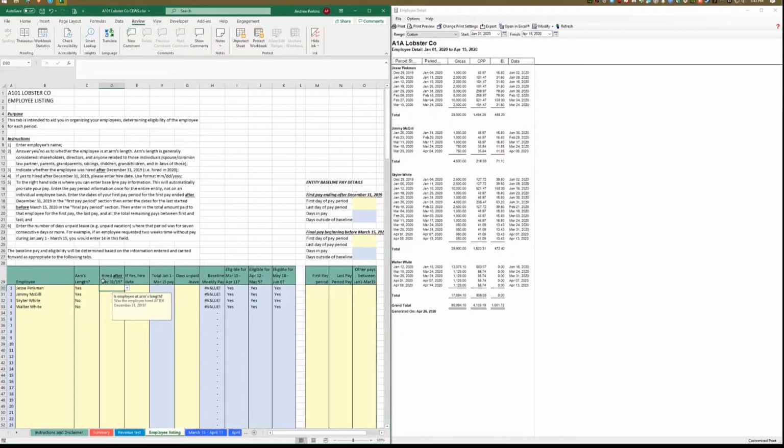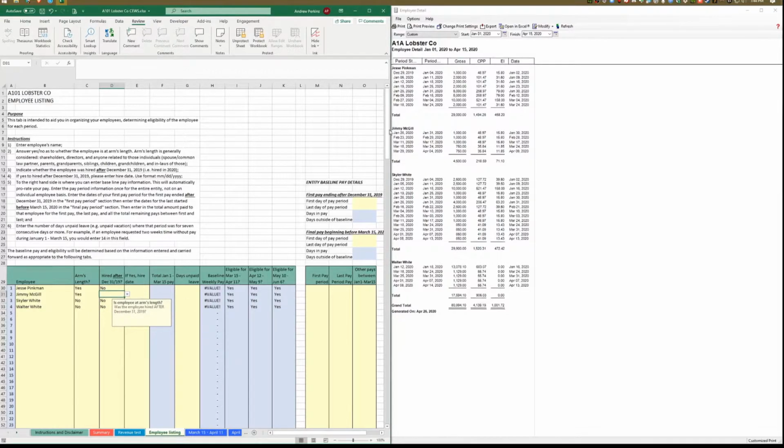Next we're going to answer the question, was the employee hired after December 31st, 2019? This is important because your baseline calculation will be affected if you weren't employed throughout the entire period of January 1st to March 15th. So in the example that we're going to be using here, Jesse, we can see that he had pays in December. Skylar had pays in December. Walter was the shareholder, so they were all hired before January 1st, 2020. So we're going to answer no to this question.